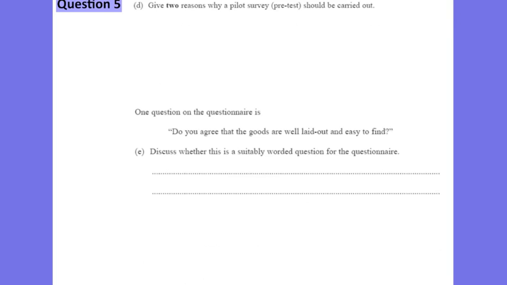Okay, moving on now to part D. In part D, we're asked to give 2 reasons why a pilot survey, a pre-test, should be carried out. Now, looking back at the slides for the pilot survey, there's 4 different reasons you can put down here. You're asked to give 2, so 2 of these answers to get your marks. Make sure that the survey gets the relevant answers.